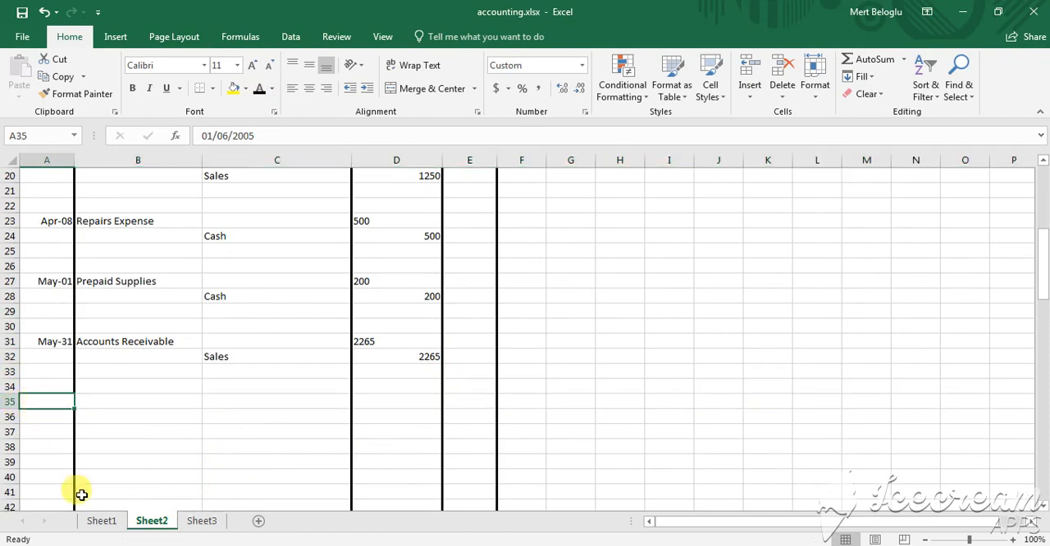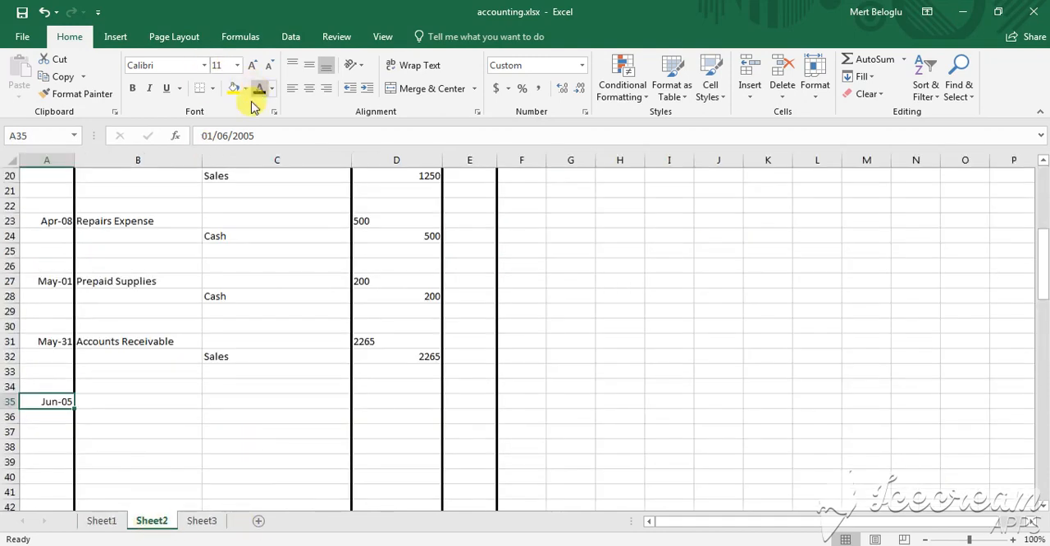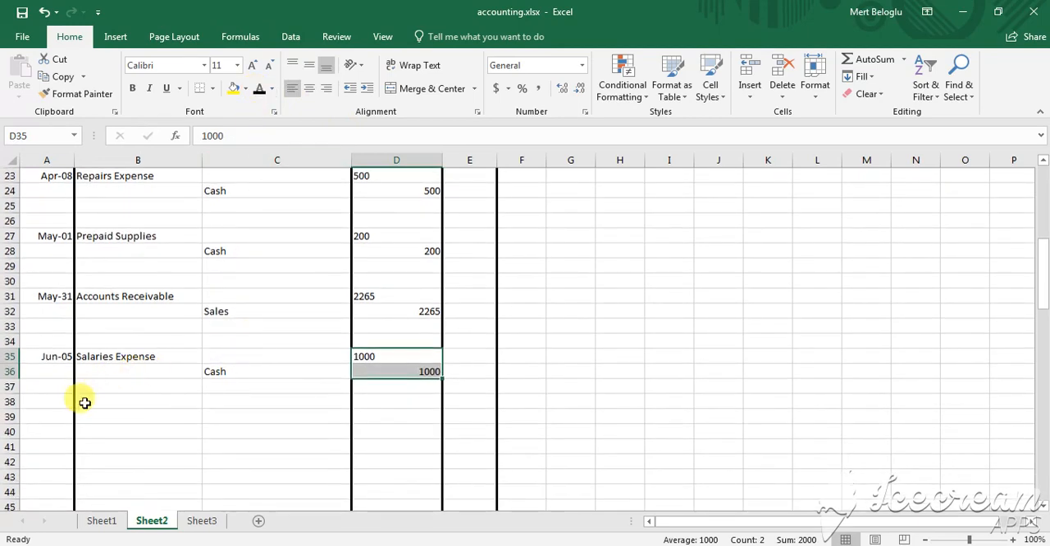Now, next transaction is on June 5th. We are paying a monthly salary to an employee of $1,000, and that's June 5th. This is another type of expense. We can name it as salaries expense. So that's a debit increase to salaries expense and credit to cash by the amount of $1,000.